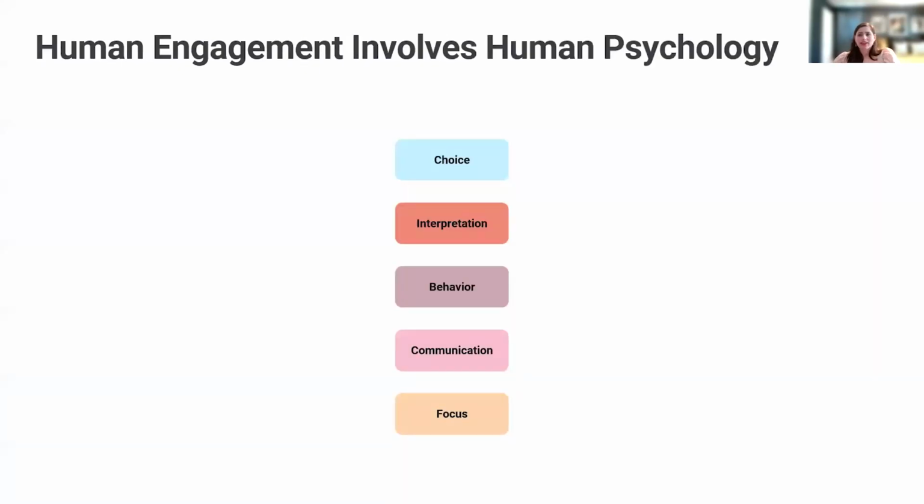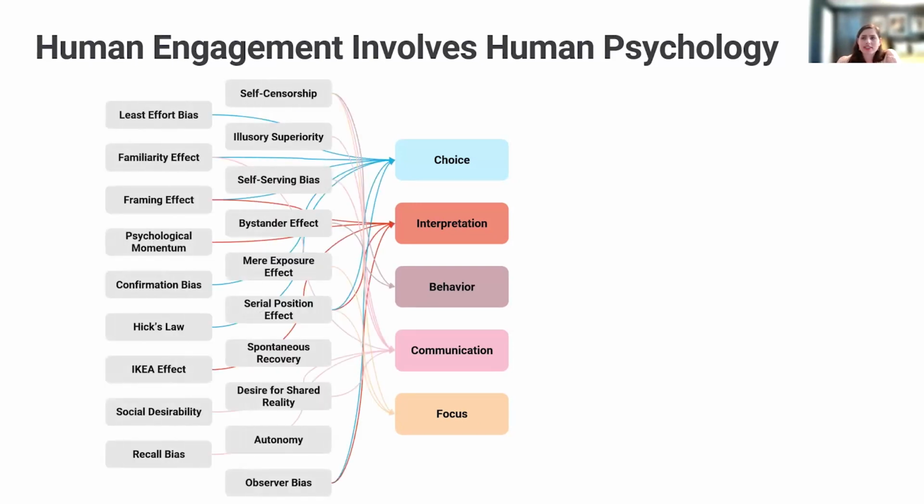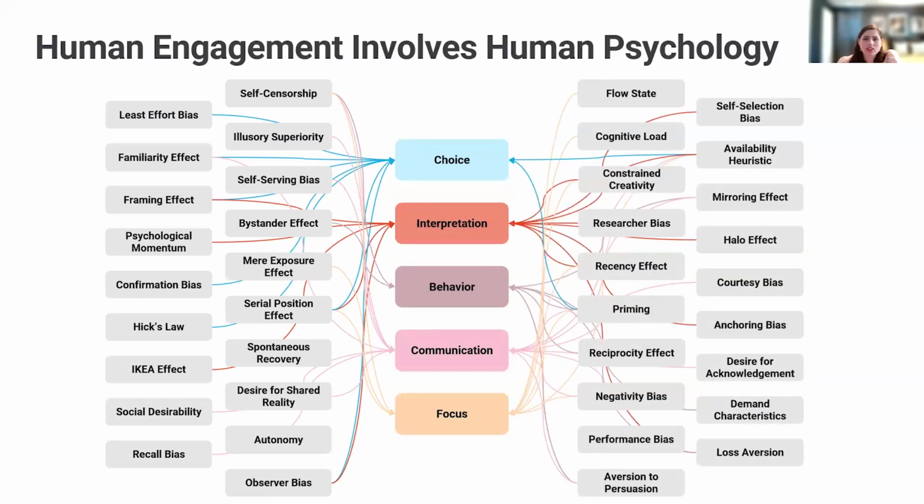So when we talk about human engagement, inevitably that comes with all of the richness that makes us humans, including psychology. So there are a lot of potential biases and unintentional influences that can come into play that might impact some of the things that you would be interested in as part of doing an engagement. So I've listed 5 here. It may not be exhaustive, but choice, interpretation, behavior, communication, and focus are all very important when it comes to engagement. And you can see, like I said, I won't list everything, but you can see just the enormity of things that can influence the way that your engagement happens.